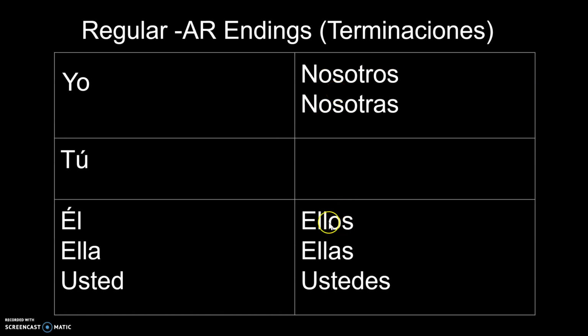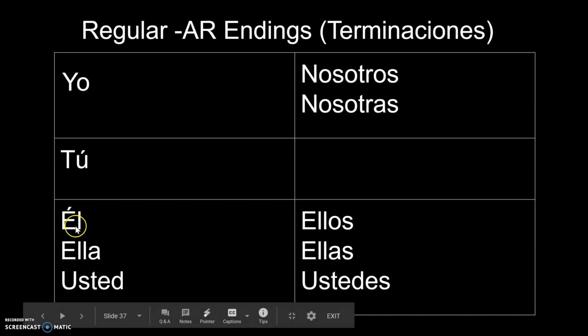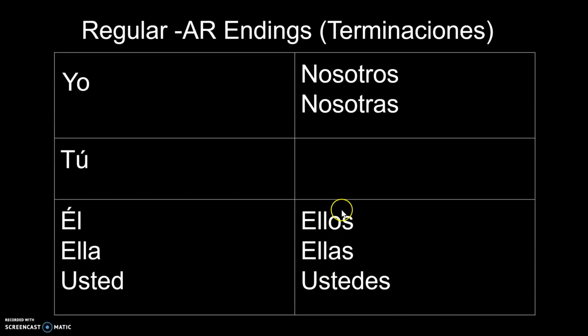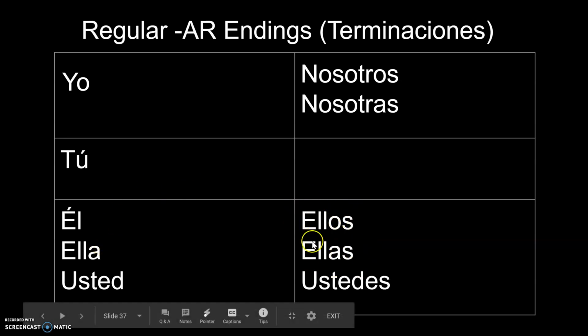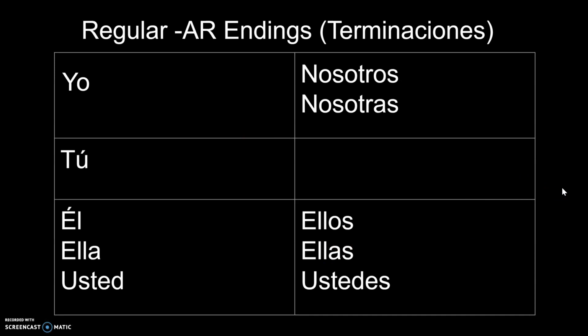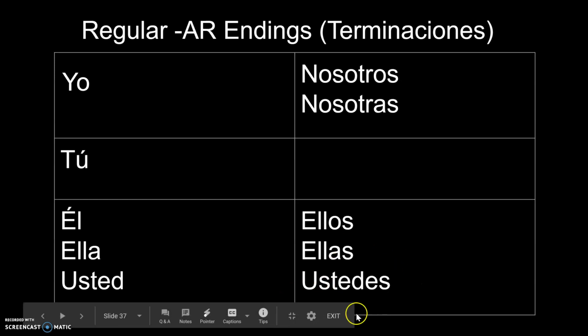And then down here, we have the plural forms of each of these. Él becomes ellos, they, masculine they. Ella becomes ellas, feminine they. And then usted, one, becomes ustedes, which is you guys, okay, or all of you, group of you. Okay, I address you guys, class A, as ustedes. Okay, so these are pronouns.